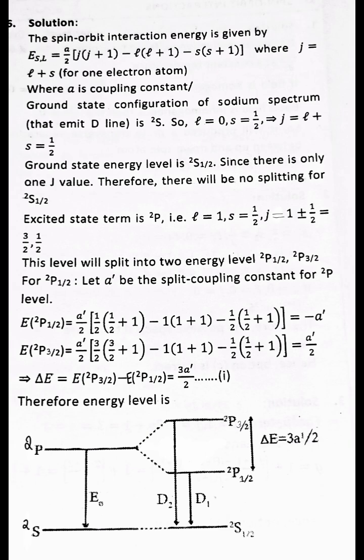Let A dash be the coupling constant for 2P level. So the energy for 2P 1 by 2 is equal to A dash by 2 into 1 by 2 into 1 by 2 plus 1 minus 1 into 1 plus 1 minus 1 by 2 into 1 by 2 plus 1, and this is equal to minus A dash. And the energy for 2P 3 by 2 is A dash by 2 into 3 by 2 into 3 by 2 plus 1 minus 1 into 1 plus 1 minus half into half plus 1, and this is equal to A dash by 2. Therefore, the energy change delta E is equal to E of 2P 3 by 2 minus E of 2P 1 by 2, and this is equal to 3A dash by 2. So here the separation is 3A dash by 2.